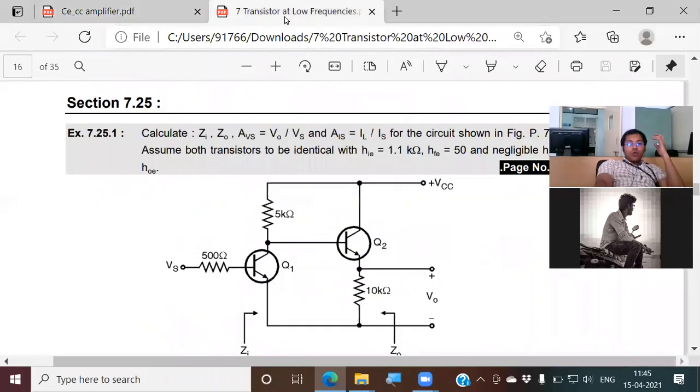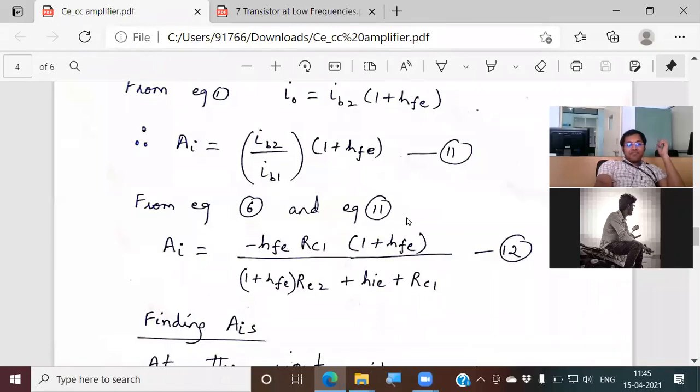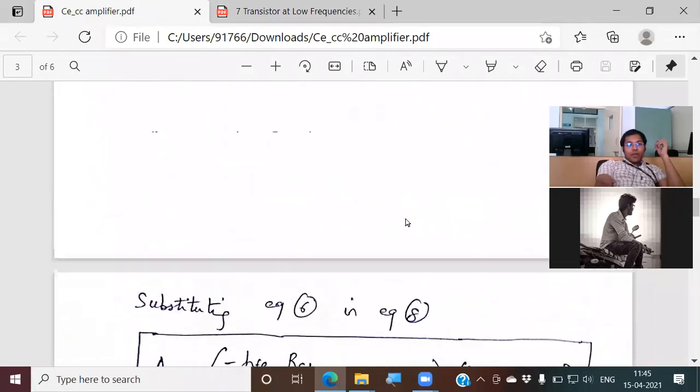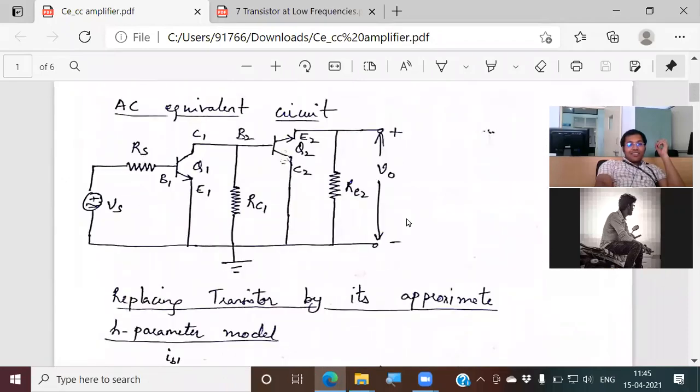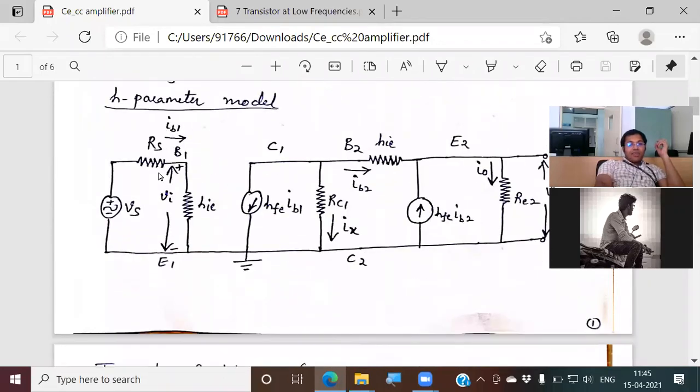But the question didn't ask AI, the question asked AIS. How can I get AIS? For that, I cannot directly use this circuit because I don't know what IS is. How can I get IS? If I do source transformation. Can anybody tell me what is source transformation? A voltage source in series with a resistance can be replaced by what?